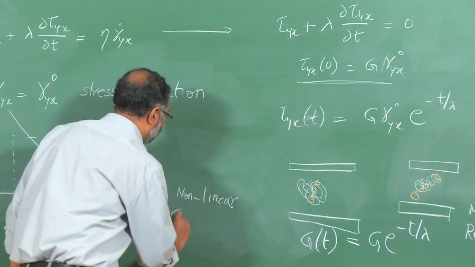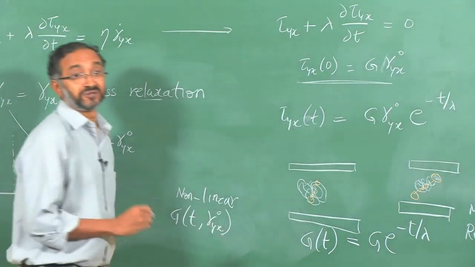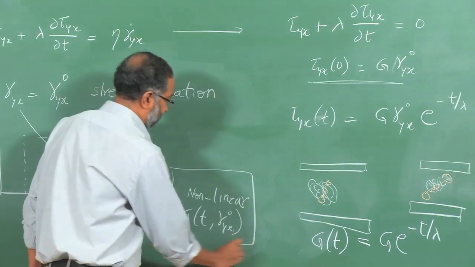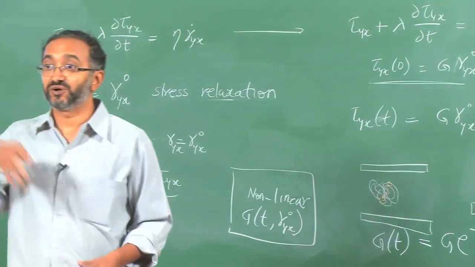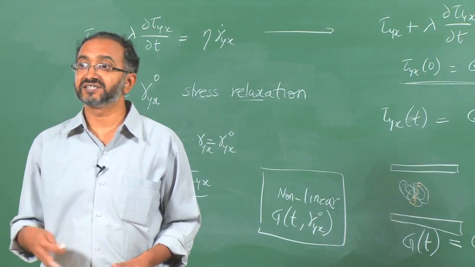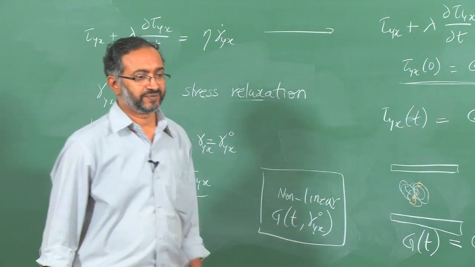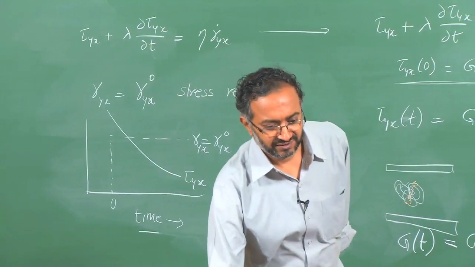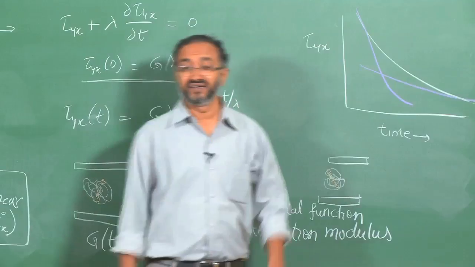G will be a function of time and the strain amplitude that was applied on the material. Because we are taking the material far away from equilibrium, its new structure is also relevant in determining how far away from equilibrium you have taken it. And so the relaxation modulus itself will be a function of strain amplitude. Okay, so we are only looking at linear amplitude, and therefore G of t is not a function of gamma.